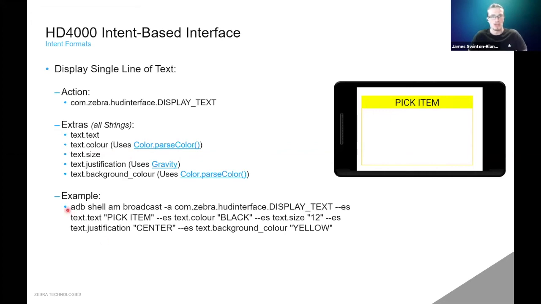And then an example I have down here of how you would send an ADB command in order to test this. So you can see here the action is to display the text, and then I just have several different string extras to say I want to pick the item, I want the text color to be black, size 12 text, place it in the center, and have a little background color of yellow. You can see here, this is what it would look like on the screen of the device if you had the overlay enabled. And if you didn't have the overlay enabled, that's what you would see on the HD4000.